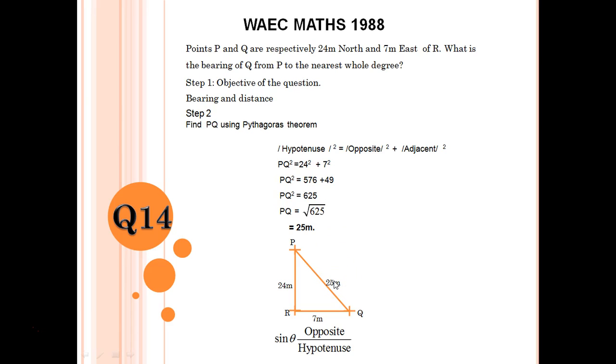Now the question says, what is the bearing of Q from P? Now, this is point Q. This is point P. We are asked to find the bearing of point Q from P. So, we are asked to find this angle here, the angle from P to this line Q. That is what we are asked to find.